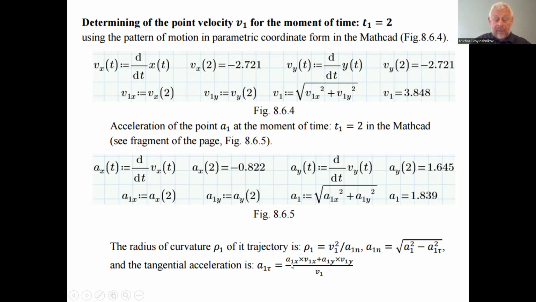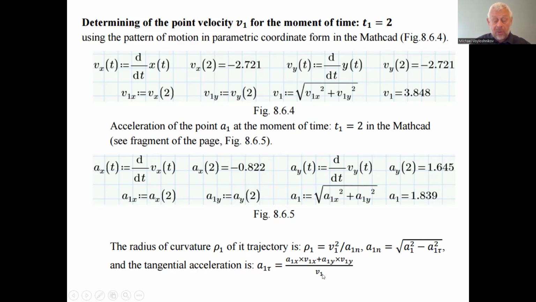Finding the tangential component of the acceleration. How to do that? This is a ratio. In the numerator we have the scalar product of the acceleration by the velocity. The scalar product is equal to the sum of the products of each component with the corresponding one. So we multiply the component A1x by the component Vx at t, where 1x is equal to the assigned time. The second is for the projections of the acceleration and the velocity onto the ordinate axis. So this is the scalar product here.